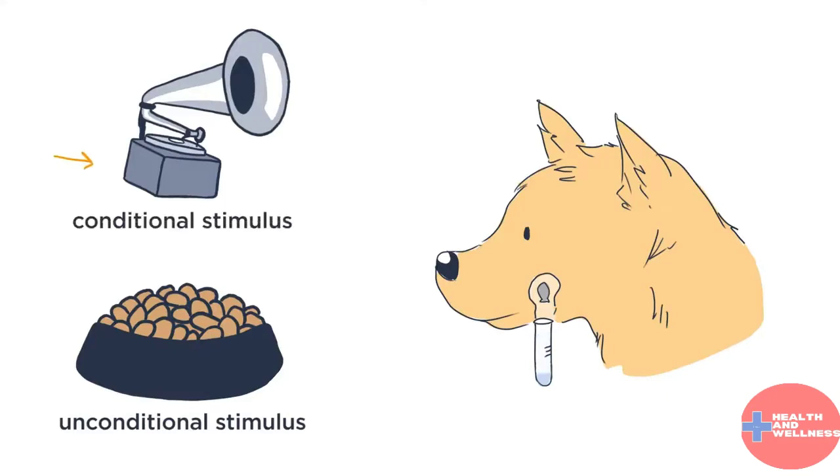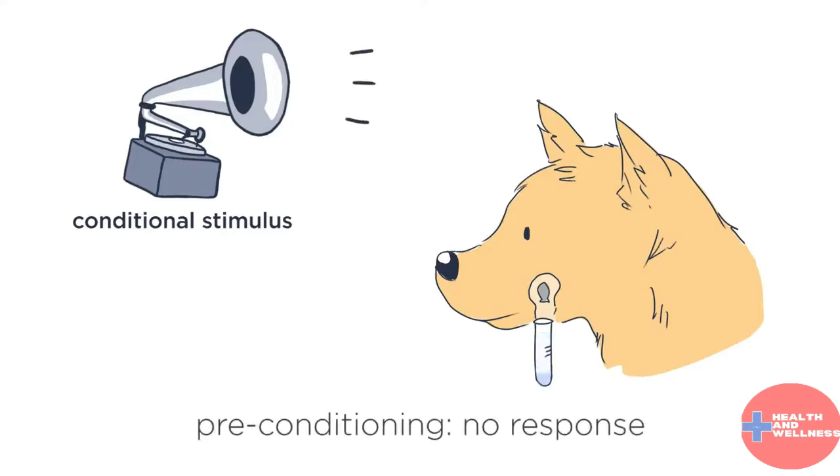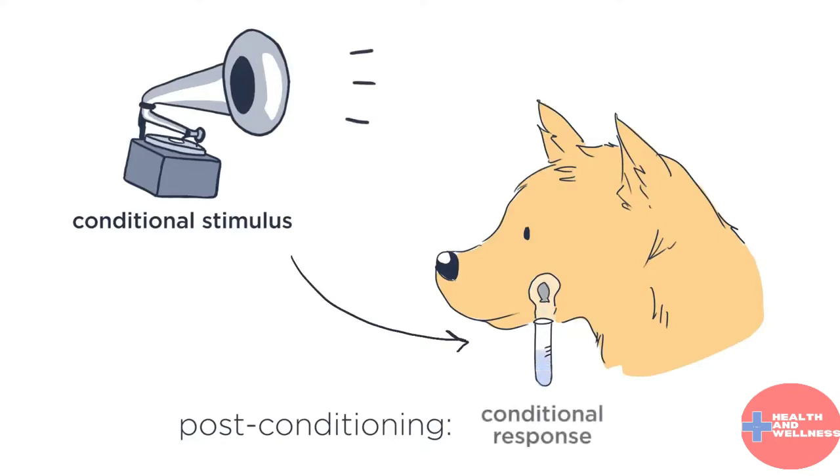This is the conditional stimulus because it needs the help of the conditioning process to create a response. Nothing about a 1000 Hz tone is inherently delicious, but with conditioning it induces the same response as the unconditional stimulus.